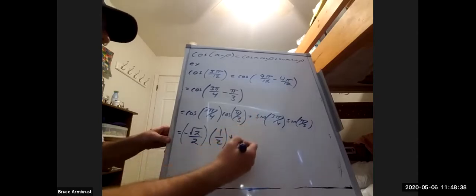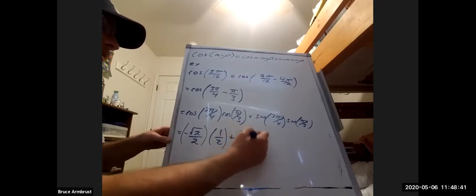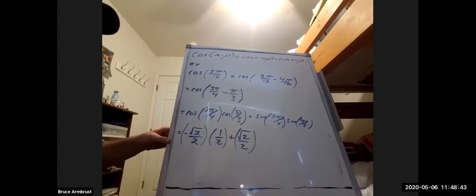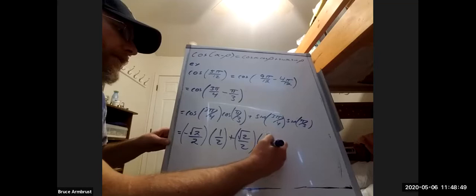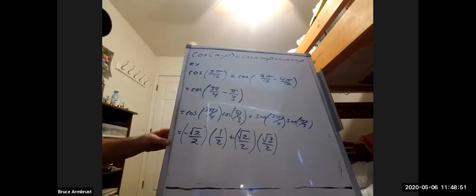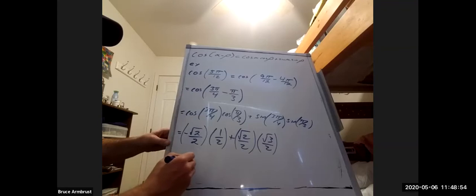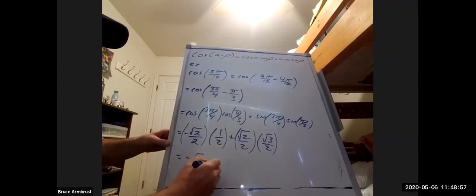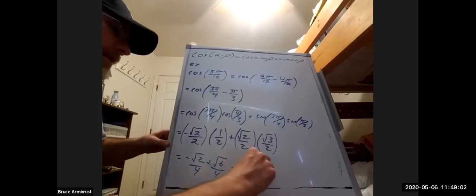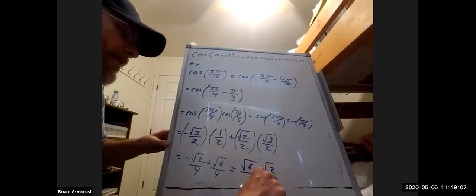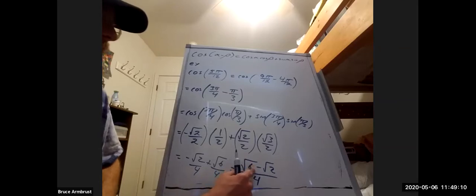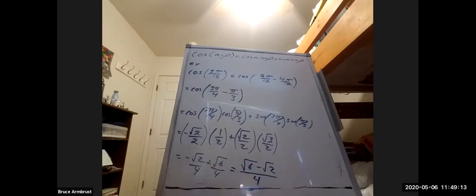Sine of 3 pi over 4 is positive root 2 over 2. And I also know the sine of pi over 3. That's root 3 over 2. So this ends up being minus root 2 over 4 plus root 6 over 4, which I can combine into one fraction. I'm going to switch it so that my positive one comes first because I like that better. But here is the value of cosine of 5 pi over 12.